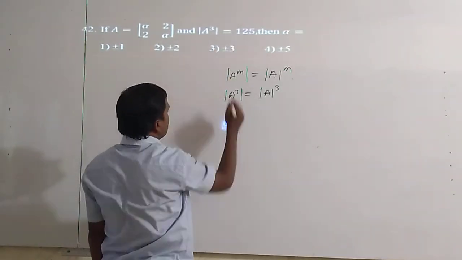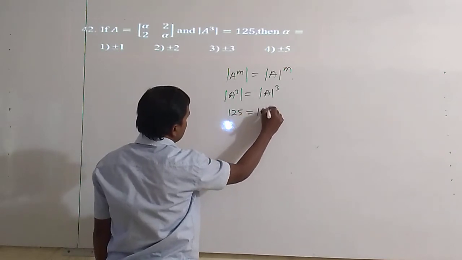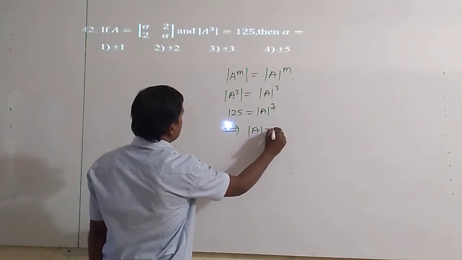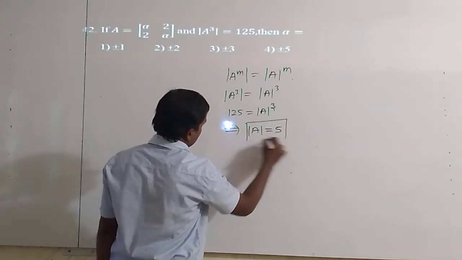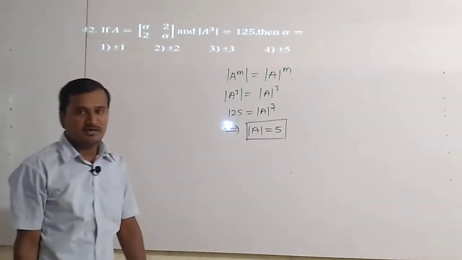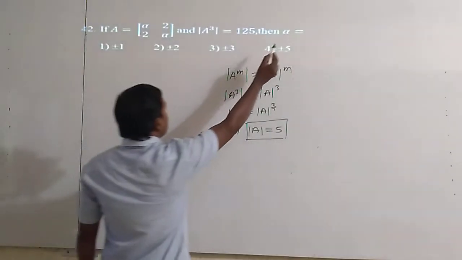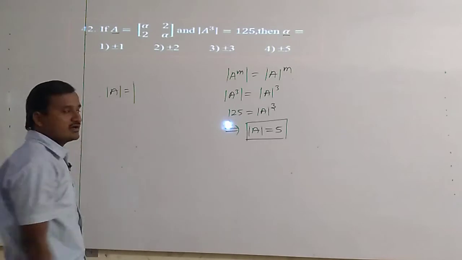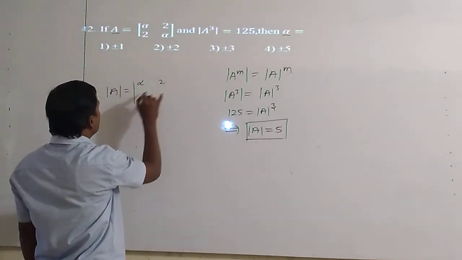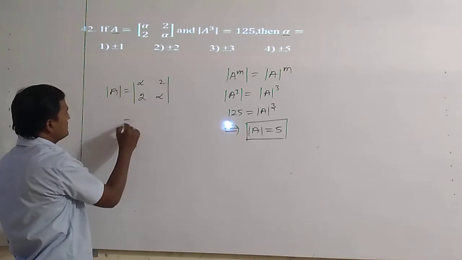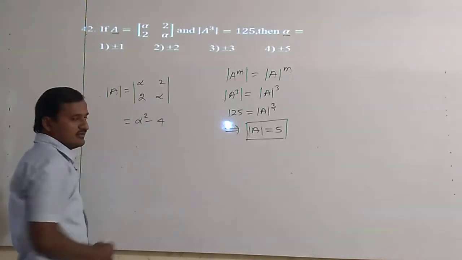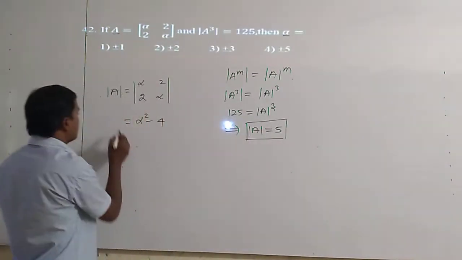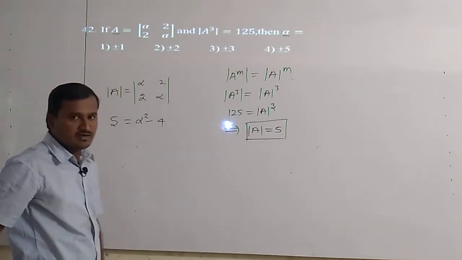What is the value of this one? 125. This is equal to determinant of A whole cube. So by simplification, the determinant of A is equal to 5. Now we should find the value of alpha. To find alpha, first we should take the determinant of the A matrix, that is alpha, 2 alpha. Simplify this: clearly alpha square minus 4 is equal to determinant of A. But the value of determinant of A is 5. Therefore 5 is equal to alpha square minus 4.